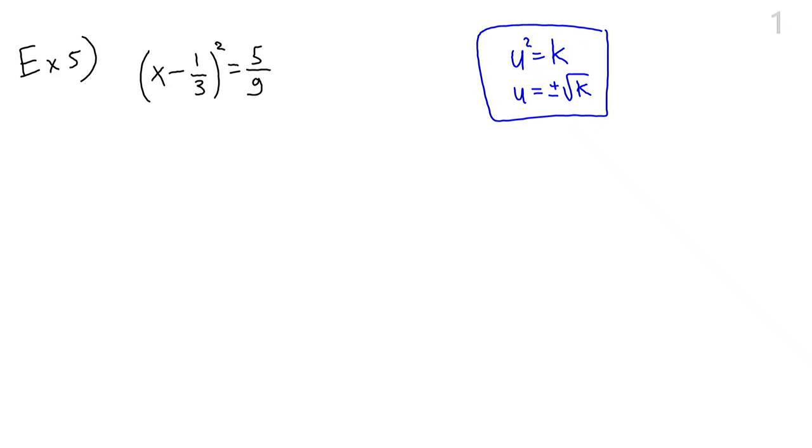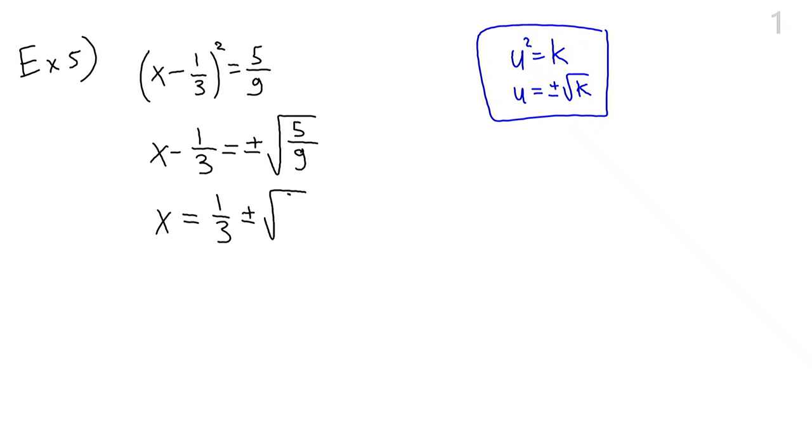In this case, what's squared is not just a variable, it's a binomial that's squared, but I can still take square roots of both sides according to the square root property. So if I take the square root of both sides, I will have x minus 1/3 equals plus or minus square root of 5/9. And then I can add that 1/3 to both sides, and I get x equals 1/3 plus or minus radical 5/9. I can simplify that a bit.